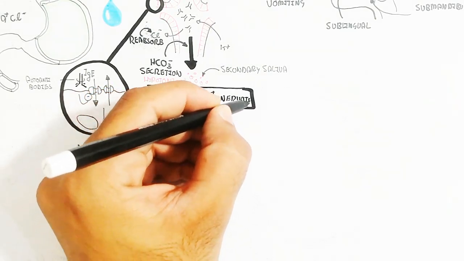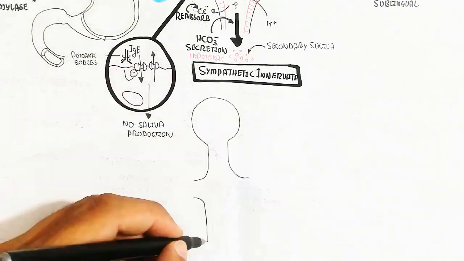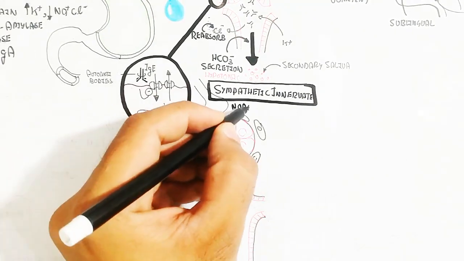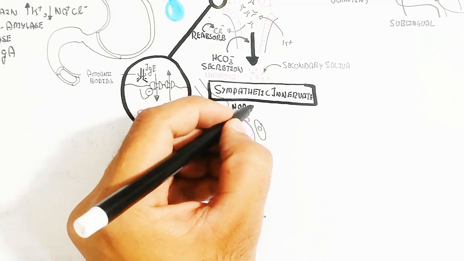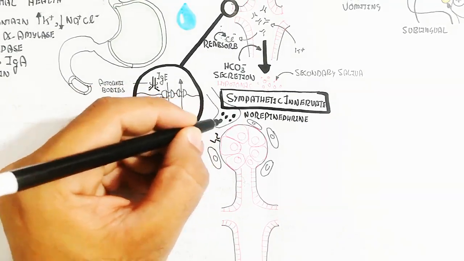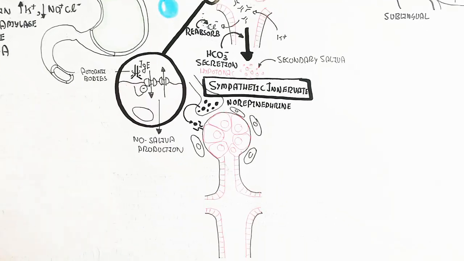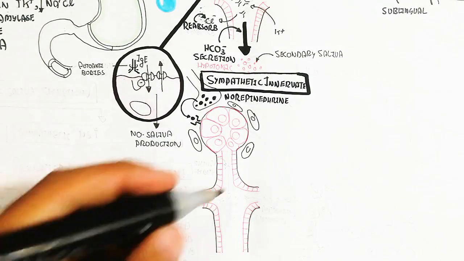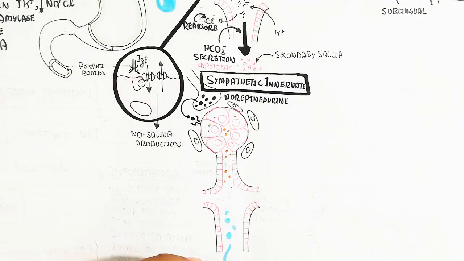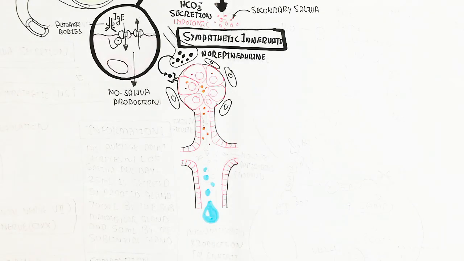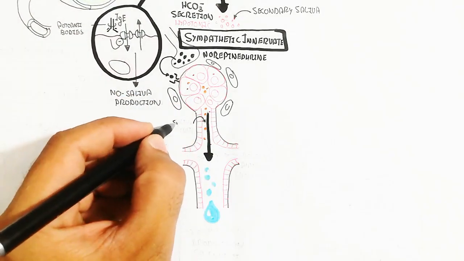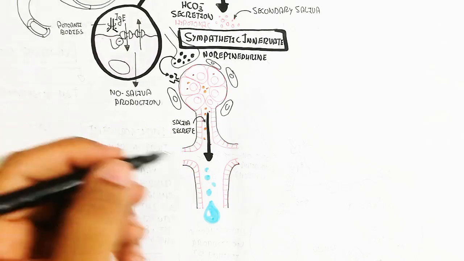Let's understand about the sympathetic innervation. Sympathetic means the fight and flight response, but it is less important than the parasympathetic innervation, because the parasympathetic is very important for the secretion of saliva. The sympathetic works with norepinephrine release and binds with the adrenergic receptor, and in this way it secretes rather than through acetylcholine.